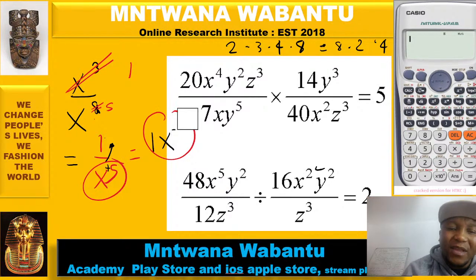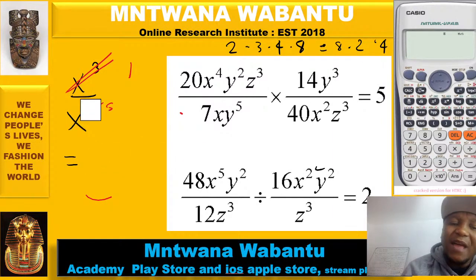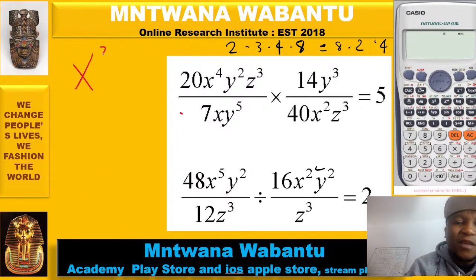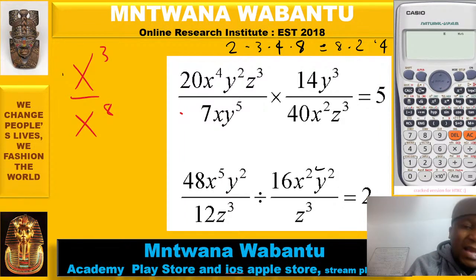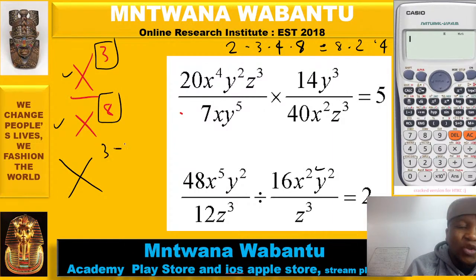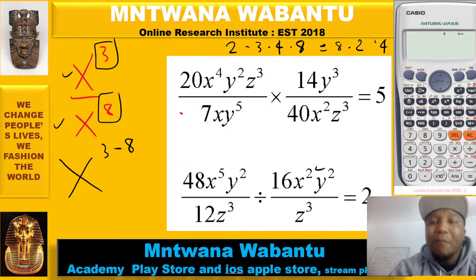Okay, let me show you another way that I can solve this question. This question I could have solved in another way: x power 3 over x power 8. So that's the first way. Another way, I could have said, well, these bases are the same, so I'm only going to write one base, and always take the top power minus the bottom power. So we're going to say 3 minus 8. You minus, you don't plus. We only plus if it's multiplication.